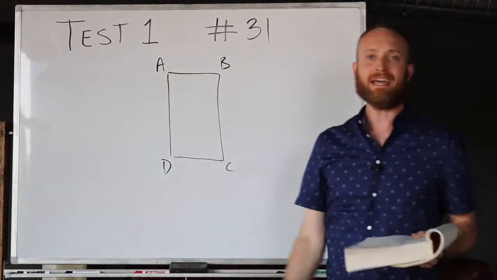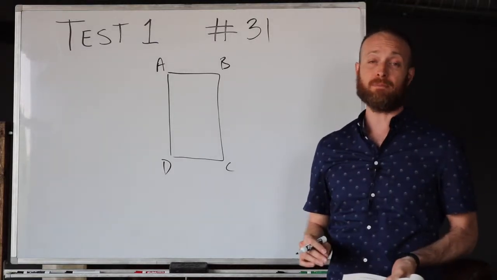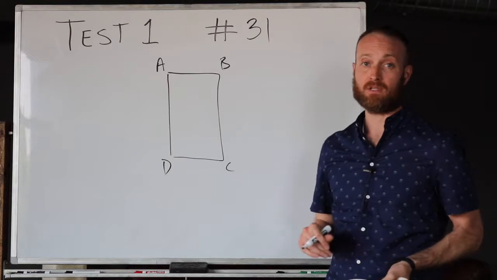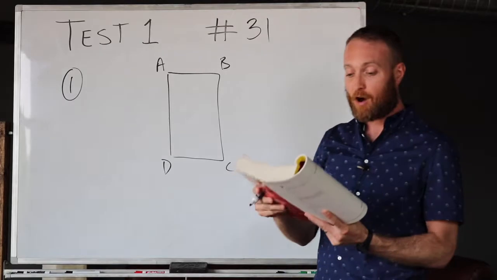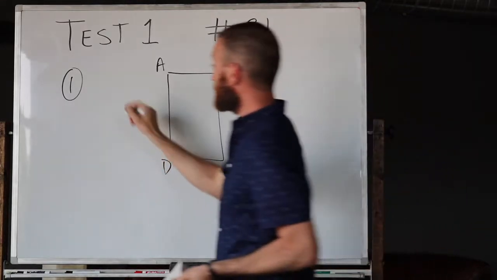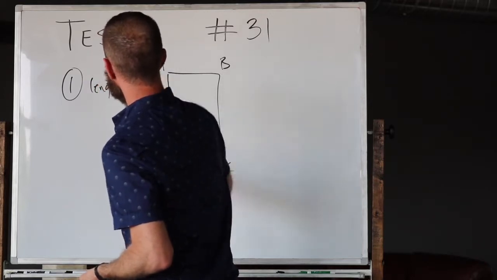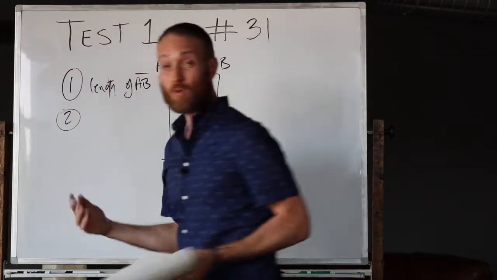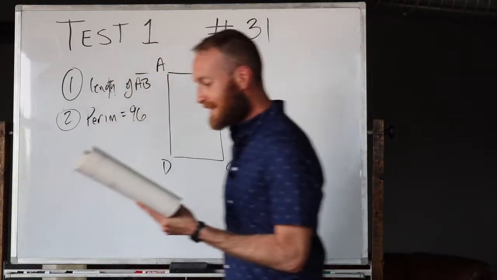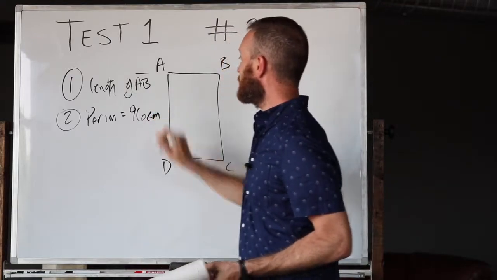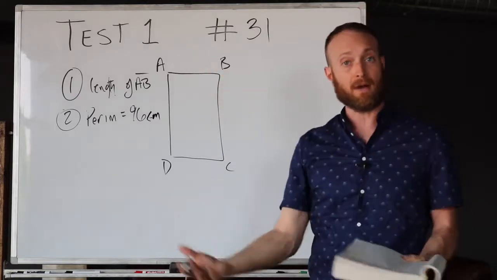All right, rectangle ABCD. We know that the perimeter of rectangle ABCD is 96 total centimeters. All right? So if we're using our word problem strategy, we would have already written out, we're trying to find the length of AB. And secondly, what do we know? We know that the perimeter equals 96 centimeters. So the total perimeter. Now you got to understand what perimeter means. Perimeter means the distance around a figure.